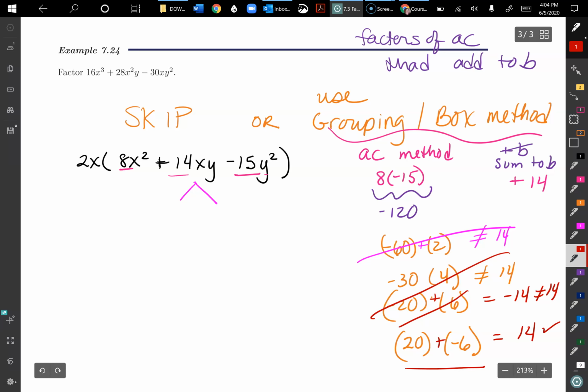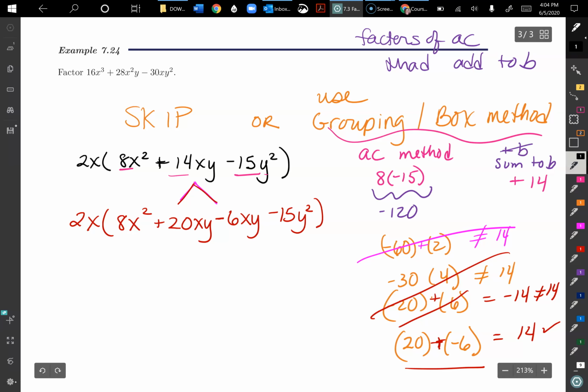So now I'm going to take and split those apart. That's why I even write that plus in there. So it's a different thing than I was doing with the previous example. So 2x, and then I would just rewrite this with the B split, kind of like think banana split. 8x squared plus 20xy minus 6xy, and then minus my 15y squared.